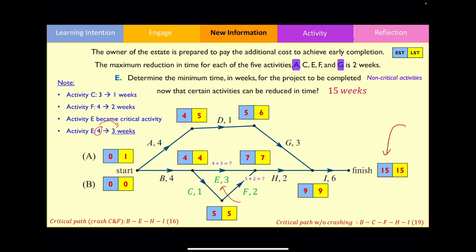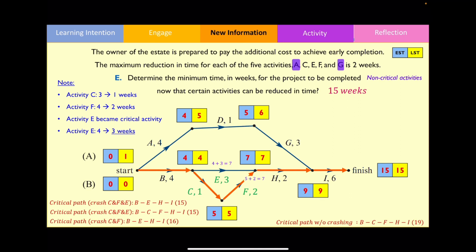In terms of the critical path, I could see that one of the critical paths is by going through activities B, E, H, and I. But as you can see, there's also another critical path as well. In this example, another critical path is by going through B, C, F, H, and I. And in this case over here, you're still going to end up with the exact same completion time, which is going to be 15 weeks.